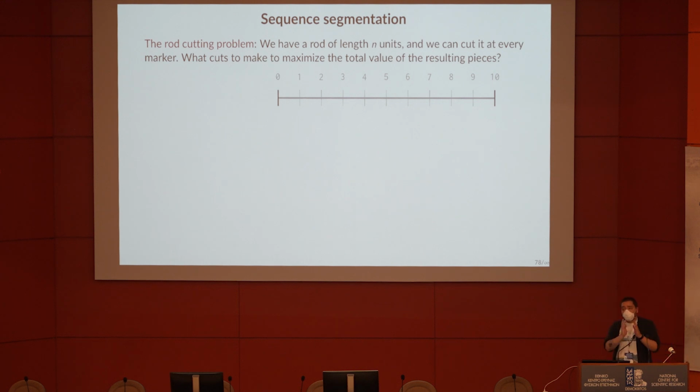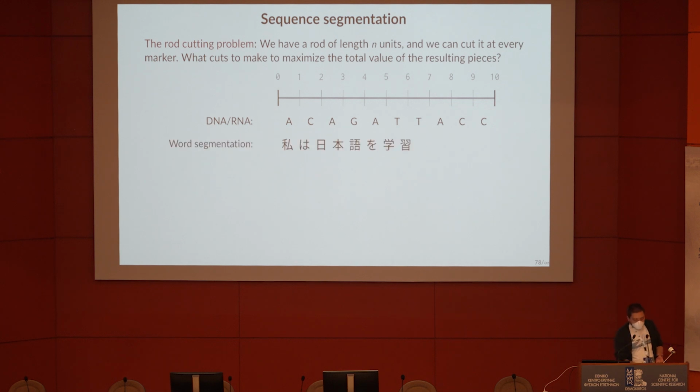But the value of each cut is not the same. Every cut has a different value, maybe because of properties of the metal. What are the best cuts to make in order to maximize the total value of the pieces that you get when you're done? This is kind of an abstract, not really real problem, but it maps to a lot of actually real problems. If you think of each of these segments corresponding to a nucleotide in a DNA or RNA sequence, then you might be asking, what is the best way to chop up this DNA sequence into analyzable subparts?